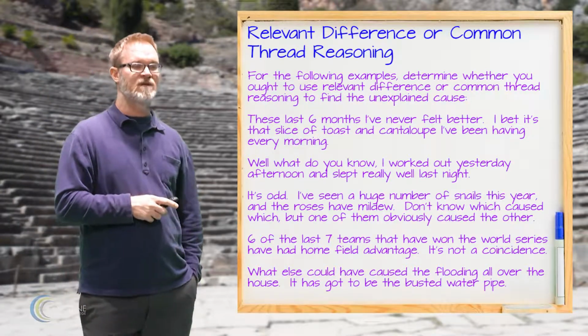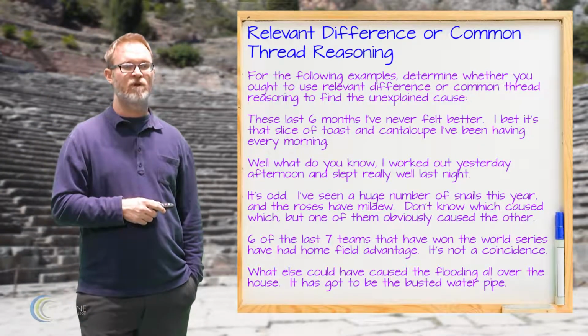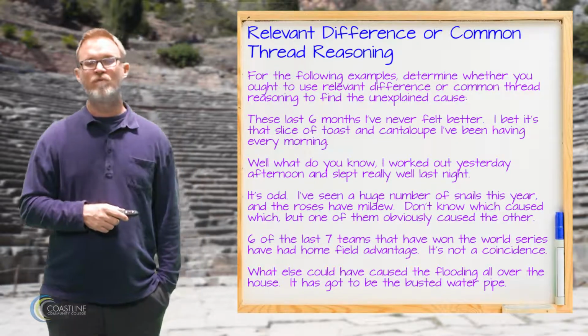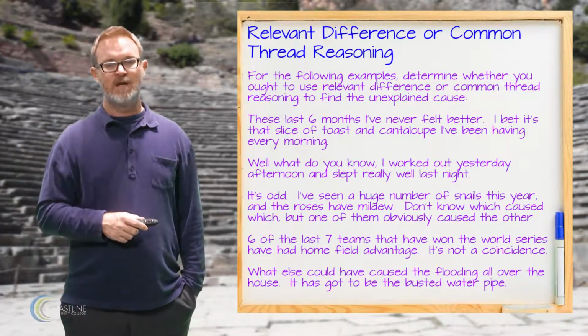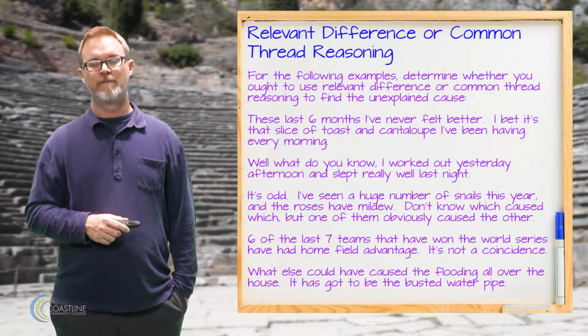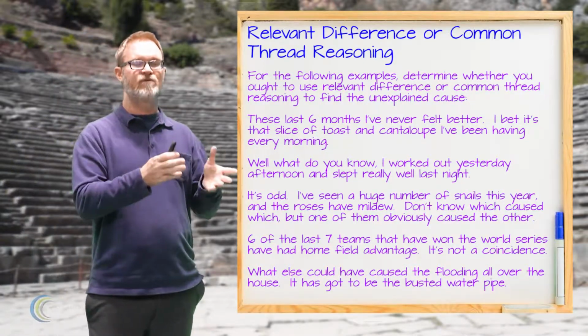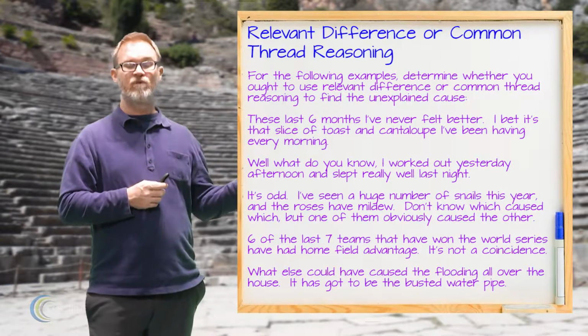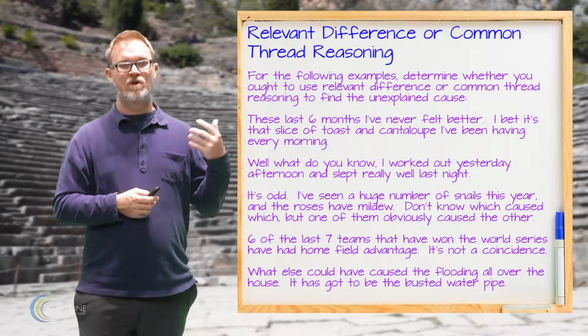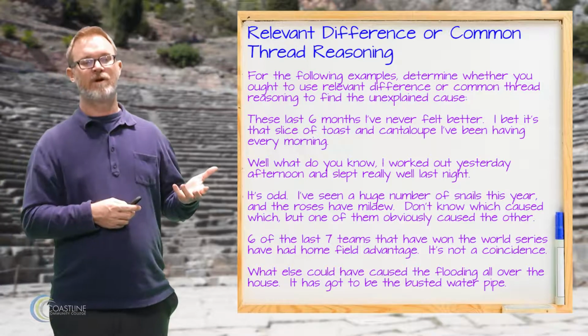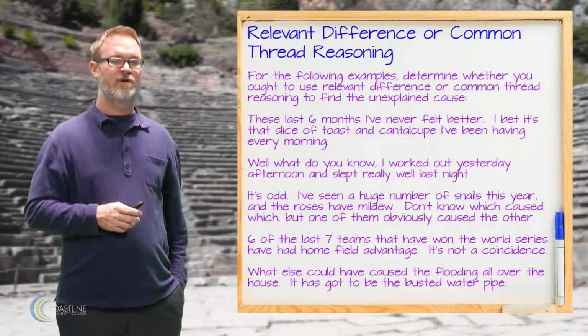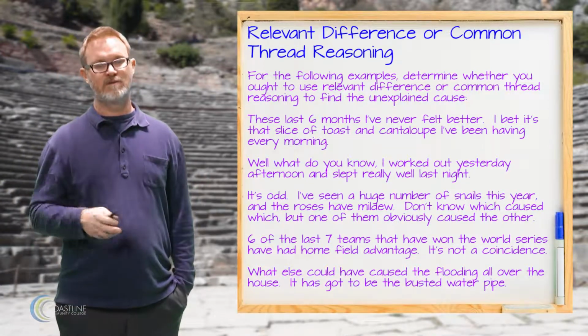Next example, it says 6 of the last 7 teams that have won the World Series have had a home field advantage. It's not a coincidence, okay? So in this case then, again, we have a kind of pattern. We have an effect that's occurred actually over the last 7 years. And so you want to use common thread reasoning here to determine the cause of those reoccurring effects, okay?